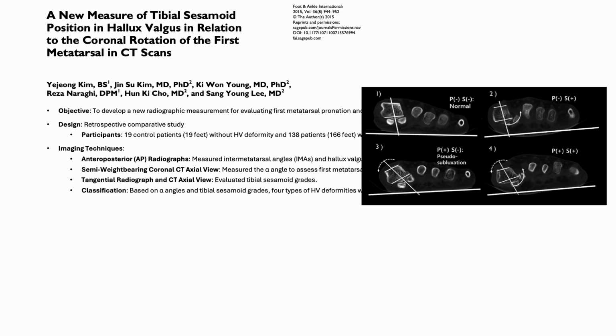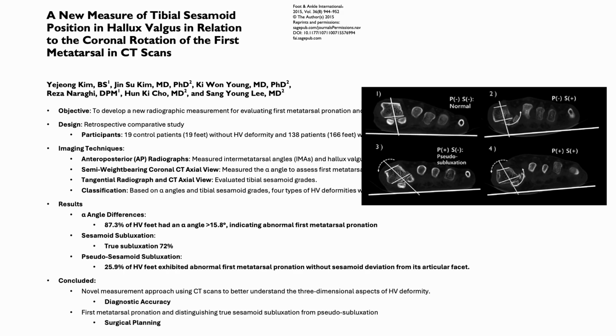And this is really what made me really like weight-bearing CT scans and the thought of using it on bunions. So this study really changed my mind. What they found was that the first metatarsal pronated a whole heck of a lot. So they said around 80% or 90% of the patients. They found that about 72% of patients had some sort of subluxation.